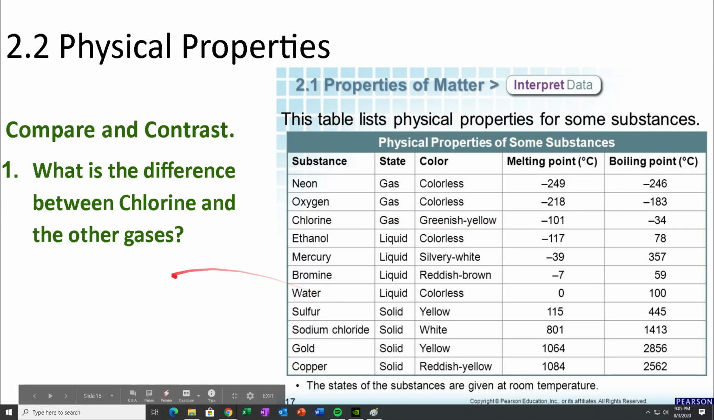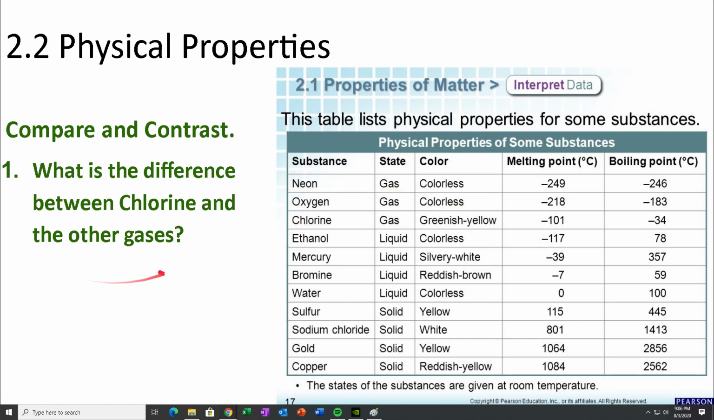So compare and contrast: what's the difference between chlorine and other gases? Let's look at chlorine and all the other gases. We've got oxygen, we have neon. They all have boiling points below 0. Their melting points are still below 0, below -100 to be precise. They're all in a gaseous state, but the difference would be the colors. Oxygen and neon are colorless. Chlorine is greenish yellow. This is how we can use a physical property to distinguish between them.